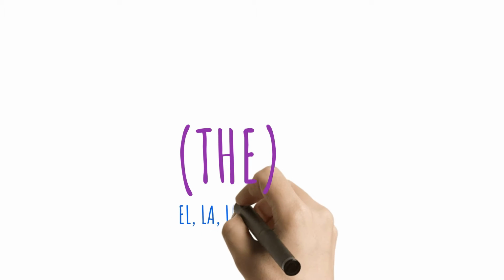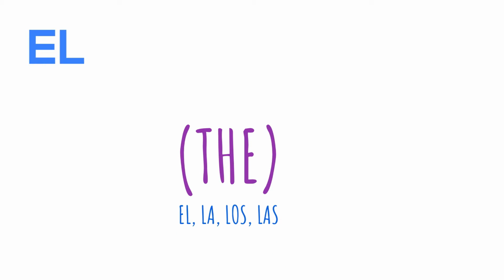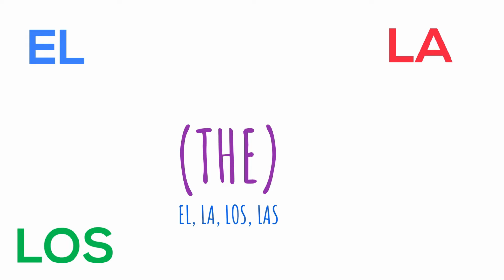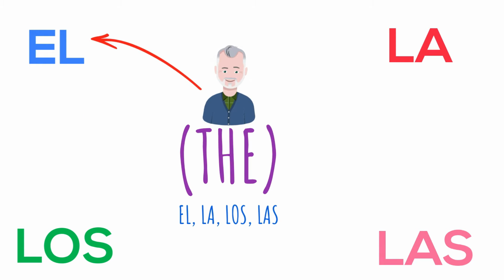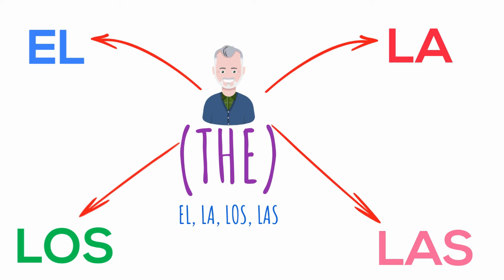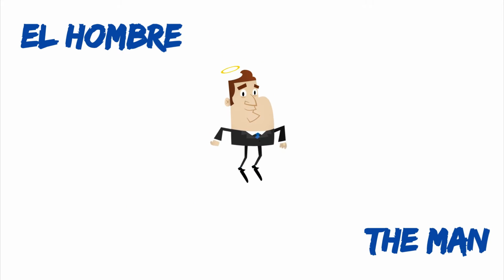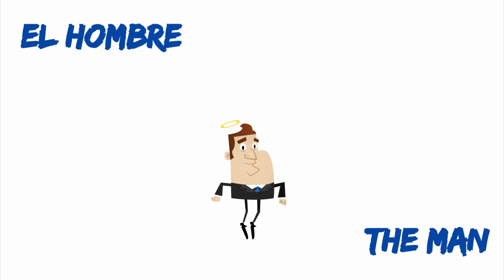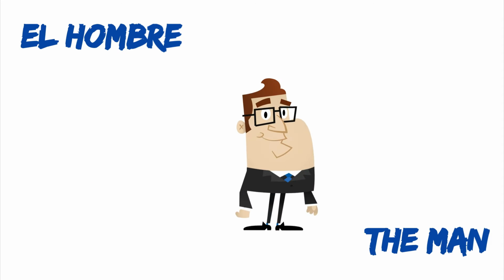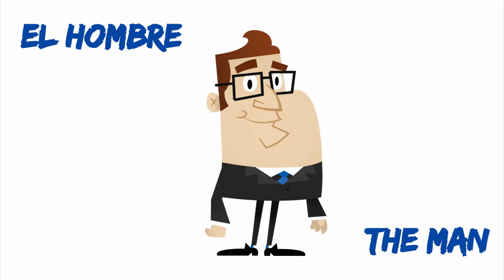Now, here we've got the definite article, the, which in Spanish is el, la, los, las. So, el and la are singular, los and las are plural. So, we'll see how we use this. Atención. El hombre, which means the man, singular. That's why we use el. That's the, but in its singular form. El hombre, the man.